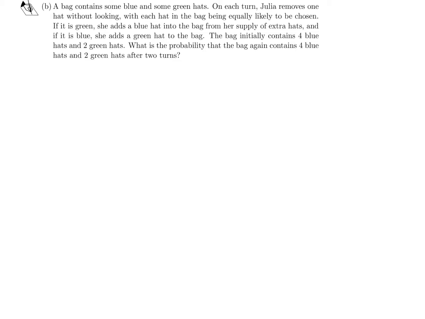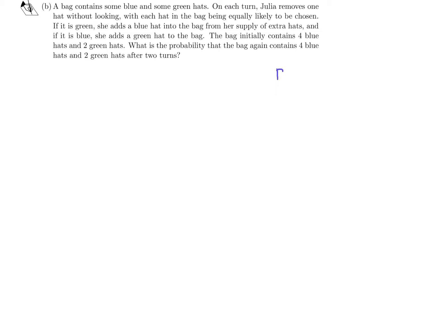A bag contains some blue and some green hats. On each turn, Julia removes one hat without looking, with each hat in the bag being equally likely to be chosen. If it is green, she adds a blue hat into the bag from her supply of extra hats. If it is blue, she adds a green hat to the bag. The bag initially contains 4 blue hats and 2 green hats. What is the probability that the bag again contains 4 blue hats and 2 green hats after 2 turns?